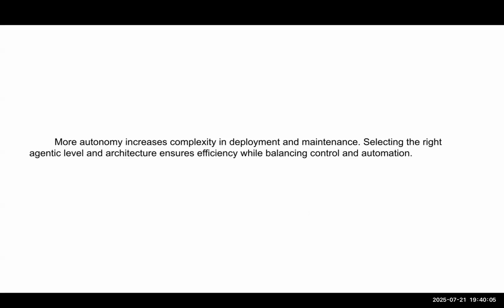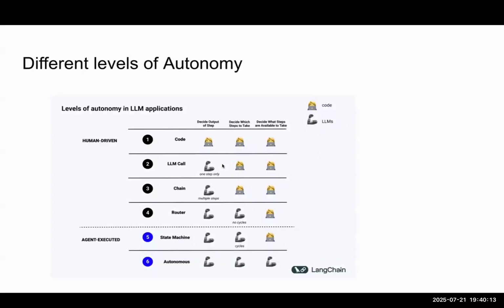Okay, more autonomy increases complexity in the deployment and maintenance. Selecting the right agentic level architecture ensures... So I think that now the question to us is, given you need to develop an application, would you directly go to fully autonomous, or would you stay in one, two, three, four, or five? Who is going to decide? That's up to you to decide.